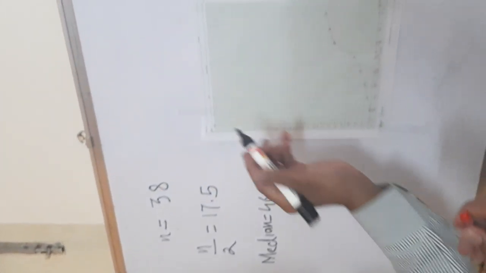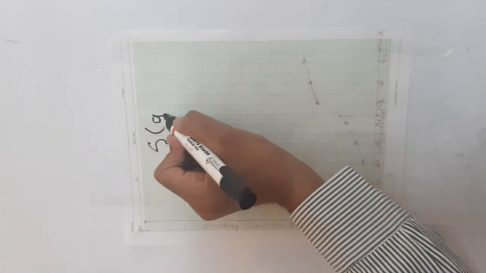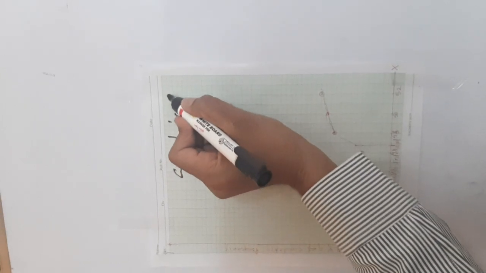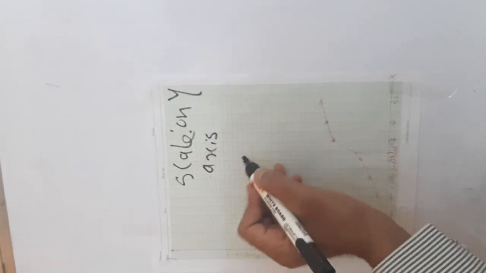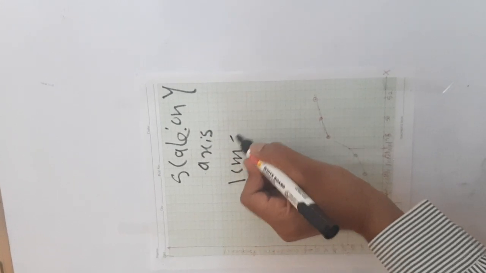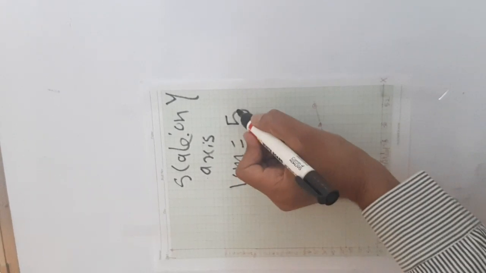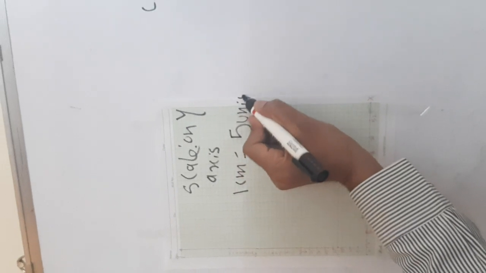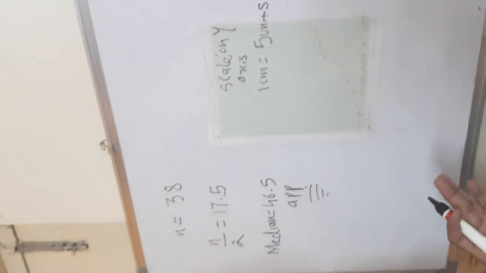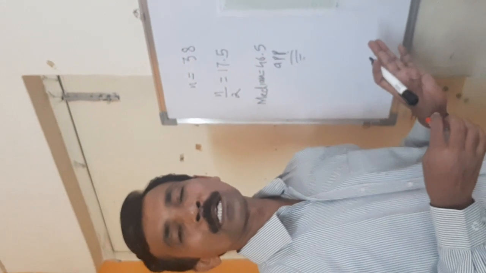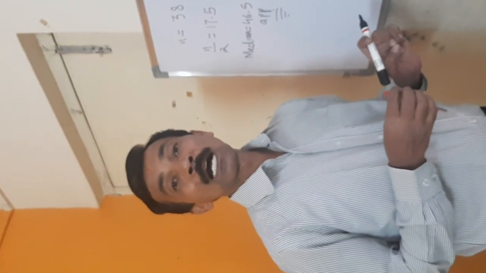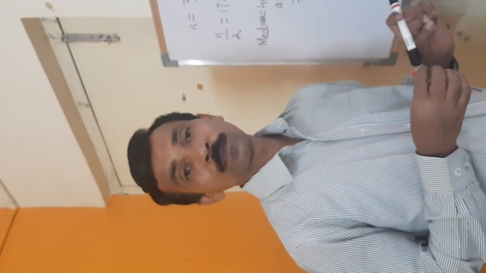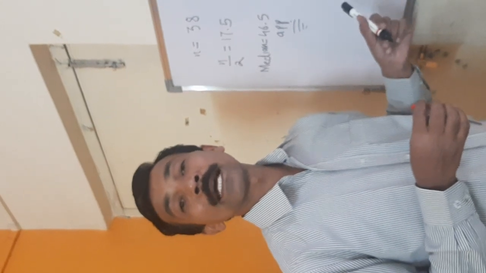You have to write the scale also here. Scale on y-axis: 1 centimeter is equal to 5 units. And then the graph gets over. So this is the way to plot the less than ogive. Tomorrow we will see how to plot the more than ogive. This was the less than ogive.